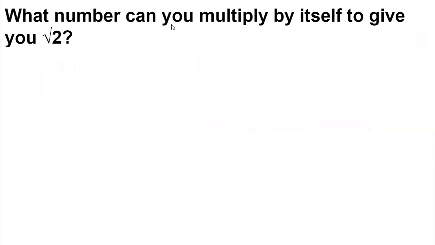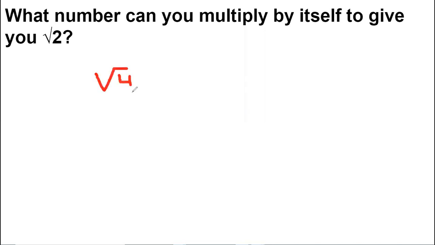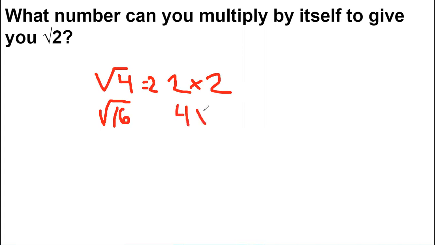Let's take a little bit closer look at that. What number can you multiply by itself to give you square root of 2? Think about it. For example, square root of 4, you can multiply 2 times 2, right? So the square root of 4 is equal to 2. What about square root of 16? Is there a number you can multiply by itself to give you 16? Of course, 4 times 4. So square root of 16 is equal to 4.